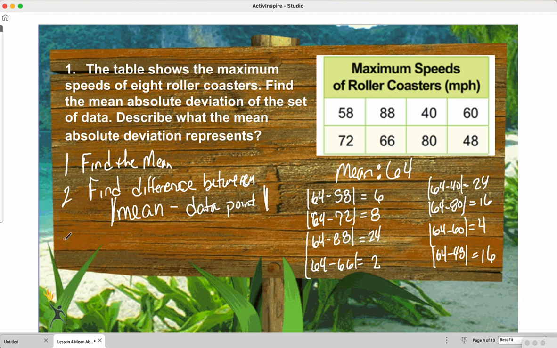So the next thing I'm going to do, my last step to find MAD, mean absolute deviation, is I'm going to find the mean of the differences. So I'm going to come in and go 6 plus 8 plus 24 plus 2 plus 24 plus 16 plus 16 plus 4. Oh, I typed mine wrong. That's one of the biggest mistakes I typically make on a calculation like this. So let me retype my numbers.